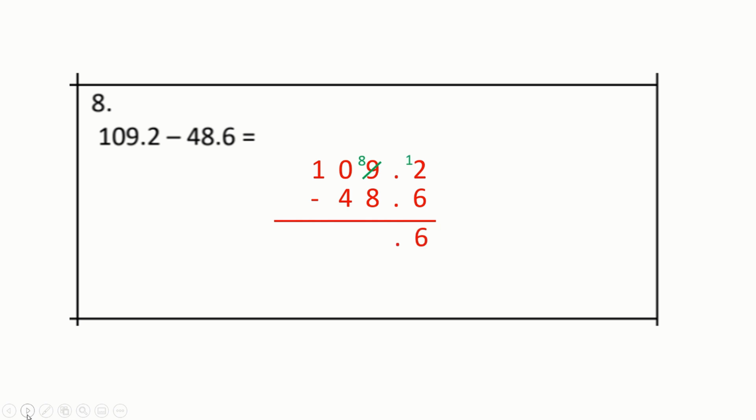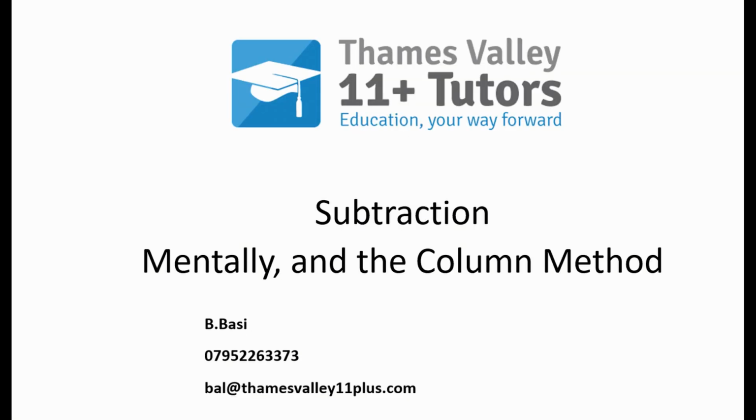12 take away 6 is 6. 8 take away 8 is 0. And now over here at the end, you could cross the 1 out and take it over to the 0, or you could leave it as it is. 10 take away 4 is 6. So your answer to this question is 60.6, and that's how you do these questions.